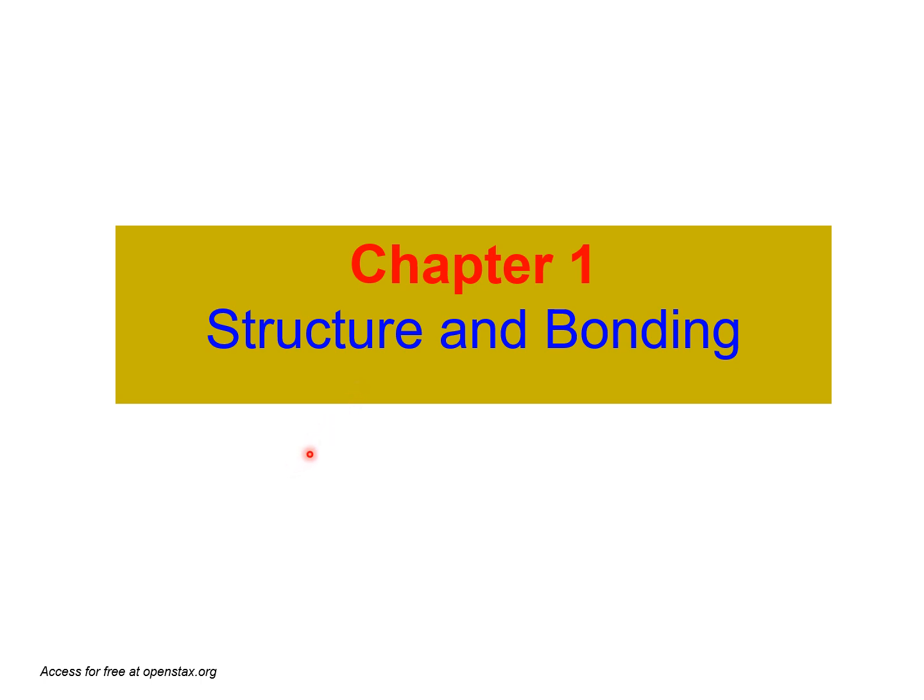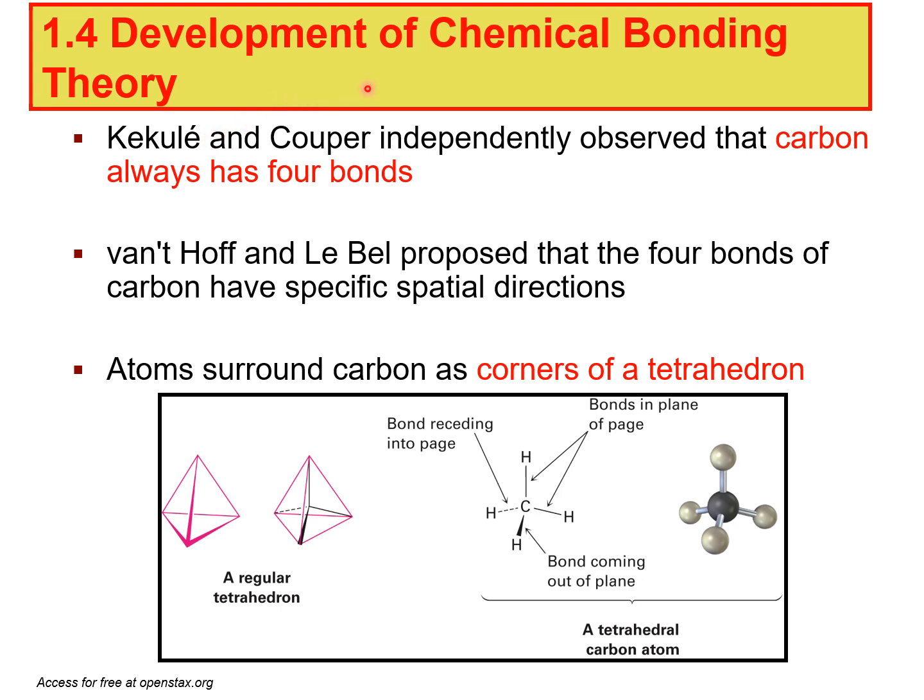So continuing with chapter 1, structure and bonding, this short video will tell you how to draw Lewis dot structures and also why the bonds form. Okay, let's talk a little bit about the development of chemical bonding and theory.